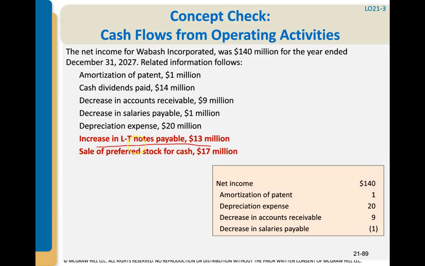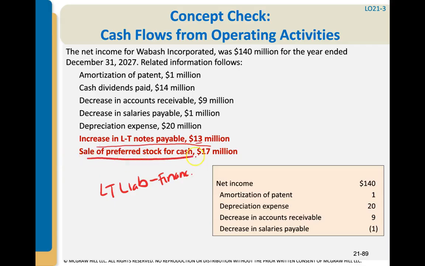Next is increase in long-term notes payable, $13 million. Take a pause, because you're thinking, oh, liability, I do the same, so I should have a +13. Except increase in long-term notes payable, long-term liabilities, is what? That's going to be a financing activity. So that's not going to go into my operating activity.